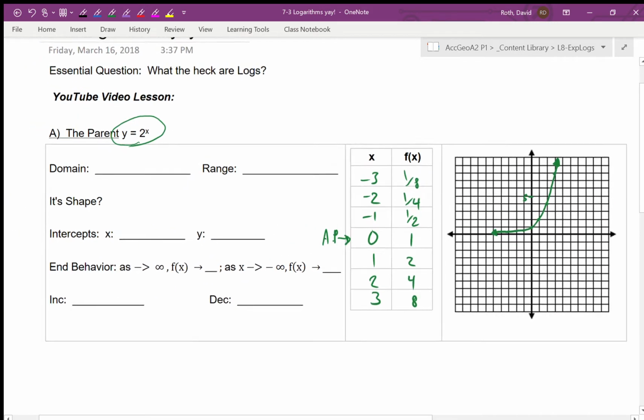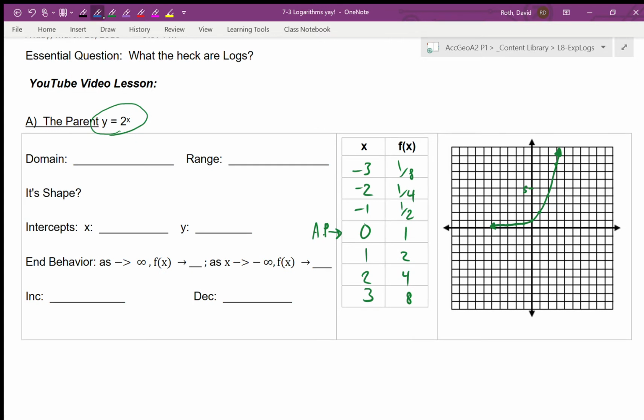There's a reason we're doing this, because I'll do it in blue. A log is an inverse of an exponential, and that's why we're doing this. Okay, but let me finish up with my properties for my logs.